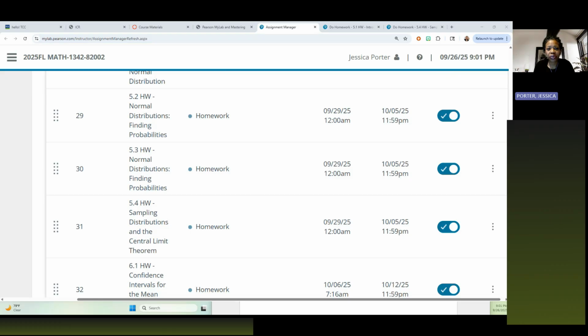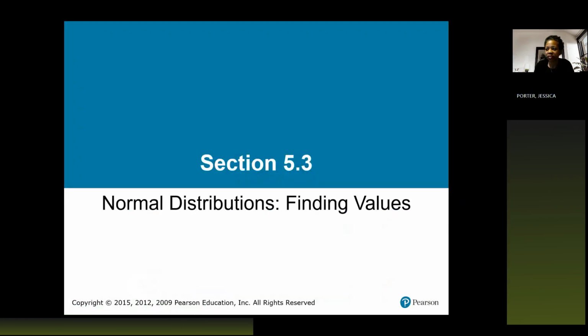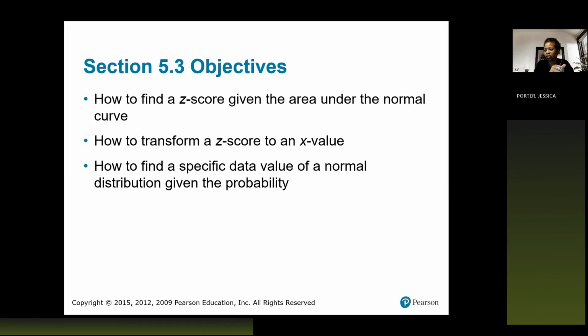So we need to go backwards now and find actual values of z-scores given the area. Then we're going to transform from a z-score to an x value, and then how to find a specific data value of a normal distribution given the probability.